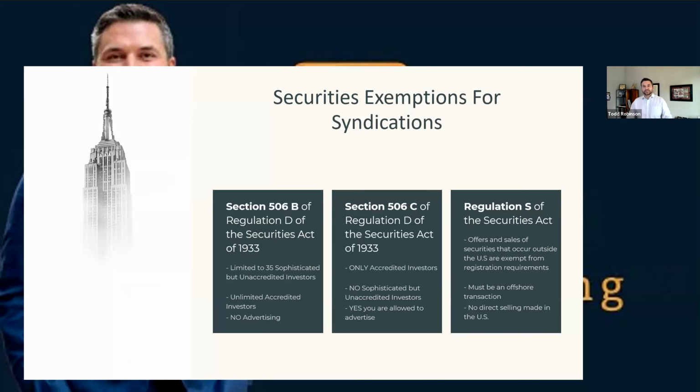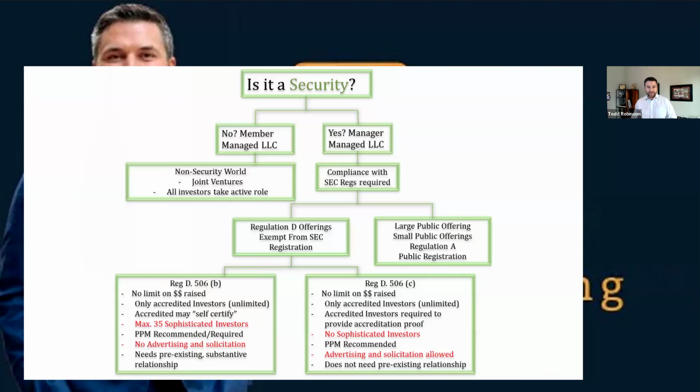So here's another slide, security exemptions for syndications, 506B, 506C. We're talking about 35 sophisticated but unaccredited investors, no advertising, unlimited amount of accredited investors. 506C, only accredited investors, and you can have no sophisticated investors. I know the terminology even gets confusing in my head, but really the question comes down to, do you want to advertise or not, is number one, and who is in your investor network? Do you have friends and family who are very wealthy? You maybe can get away with doing a C.